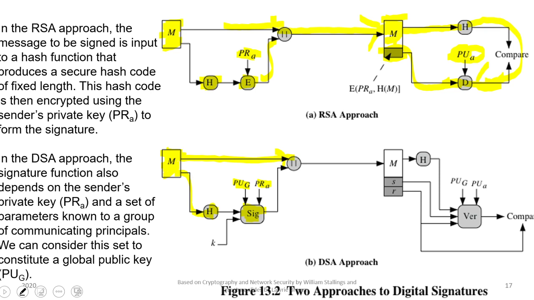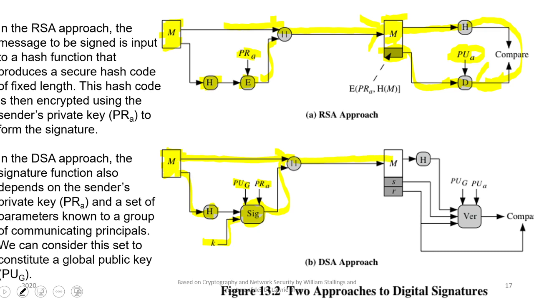and also a random number k generated for a particular signature, and then the signature will be produced, and that would be combined with the message and sent.